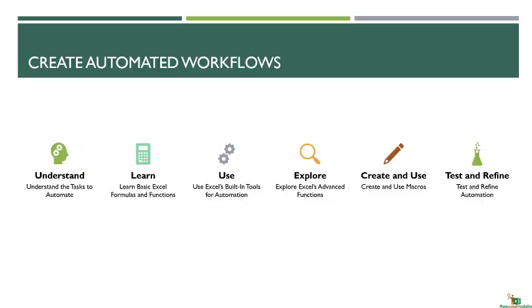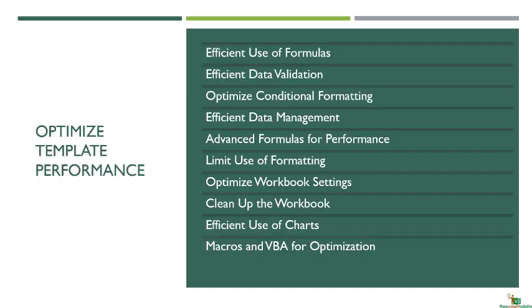The third outcome is to create automated workflows. Understand the tasks to automate. What are the pieces of tasks you need to automate to achieve the desired goal of a template? How do you learn basic formulas and functions? Use Excel built-in tools for automation. Explore Excel advanced functions. Create and use macros. We'll teach you how to create simple macros and use them to run your template. And you test and refine your automation. When you test and it's not giving what you want, you can modify to get more optimization for your template. So that's the third learning outcome of this class.